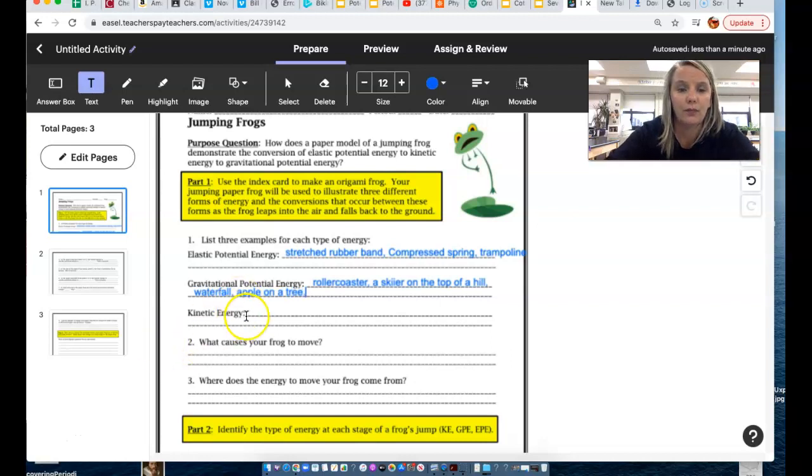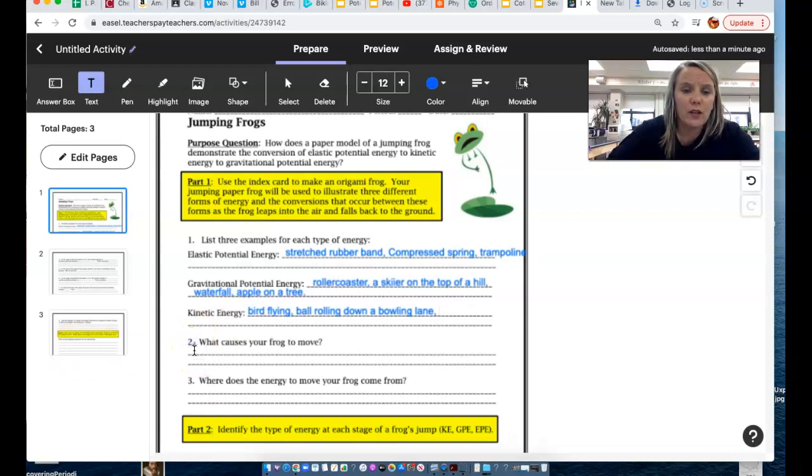It's another example. Kinetic energy is a little bit easier to think of because it's anything really that's in motion. A bird flying is one example, or a ball rolling down a bowling lane, or pushing yourself on a skateboard, or bicycling, or any kind of movement. Okay?